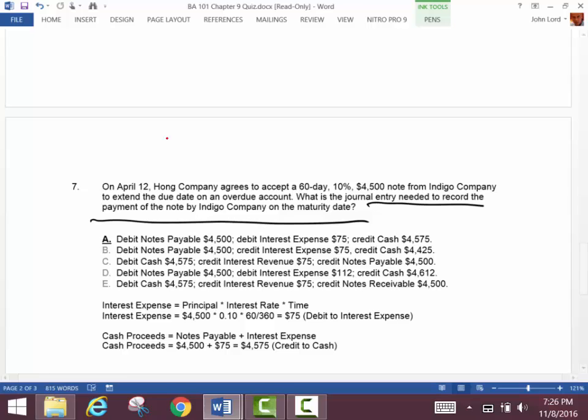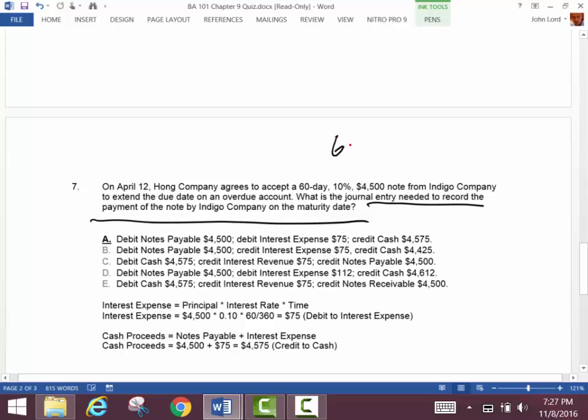Wouldn't it be 60 over 365? 365, you mean? 360. In accounting, we assume that every month has 30 days. Yeah, we just assume that every month has 30 days. So if every month has 30 days, 30 times 12 is 360. So that's why they use the 360. Yeah. Okay. So what happens?